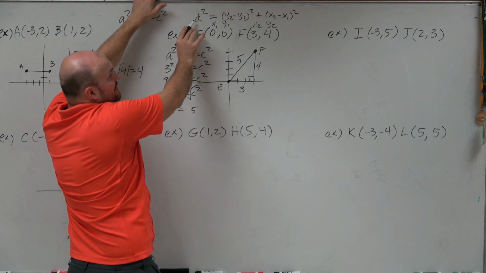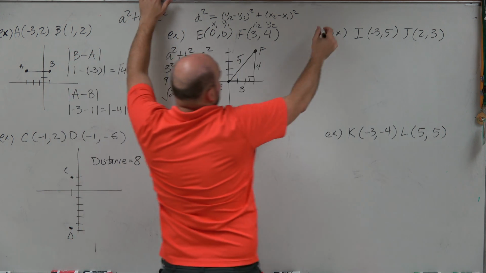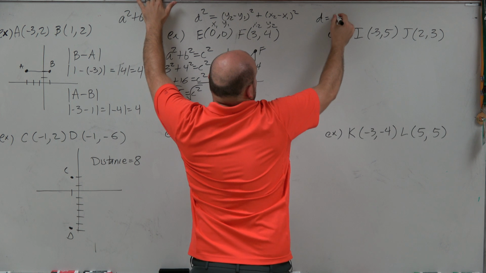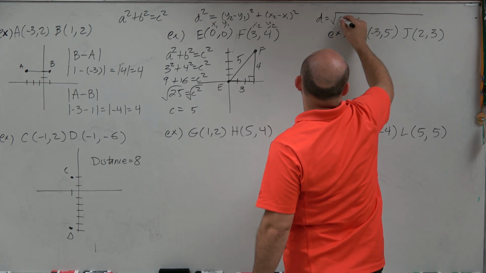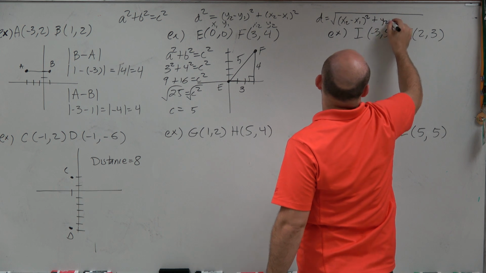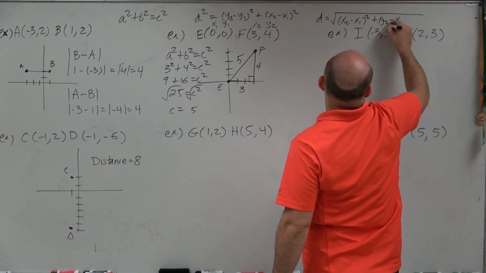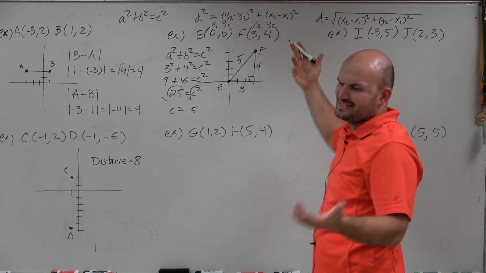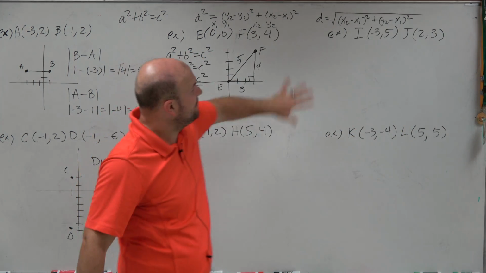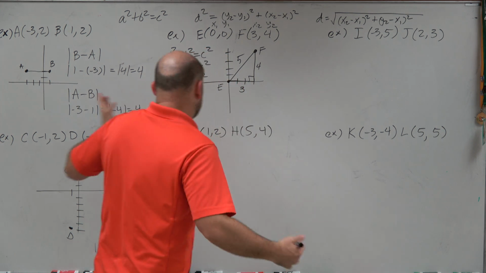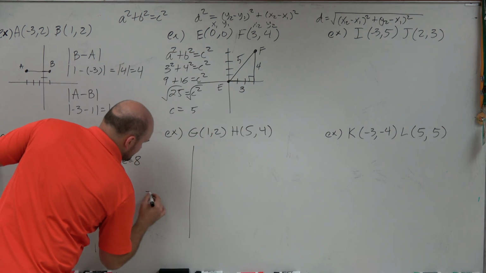And therefore, to solve for d, you're going to take the square root. So you have d equals the square root of x2 minus x1 squared plus y2 minus y1 squared. I don't know why I wrote the y's and the x's differently. It really doesn't matter. You're adding them. But anyways, that's going to be the formula that we're going to use, and I'll show you guys how that works here.